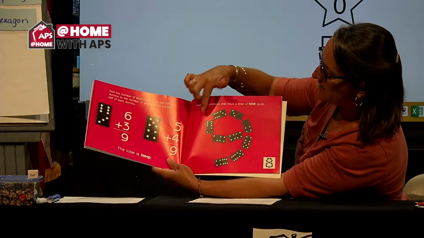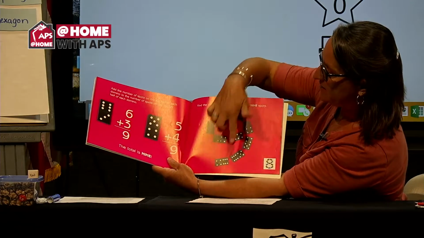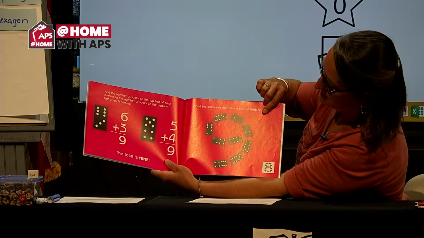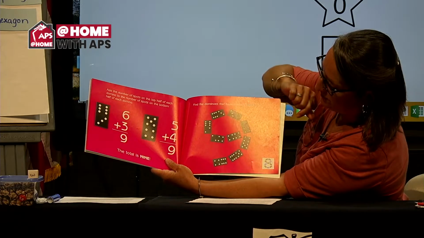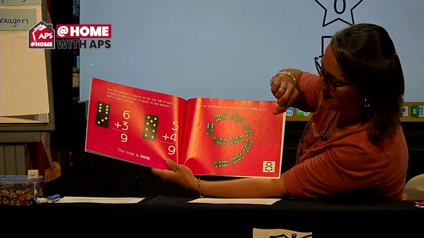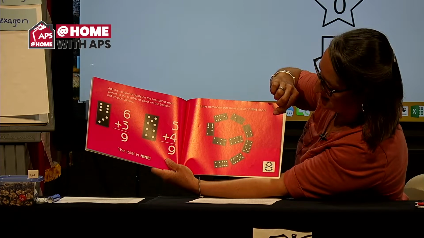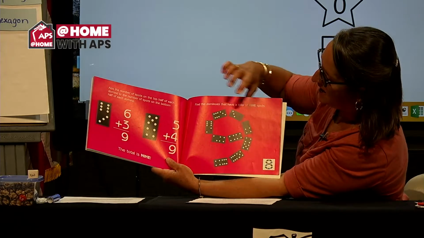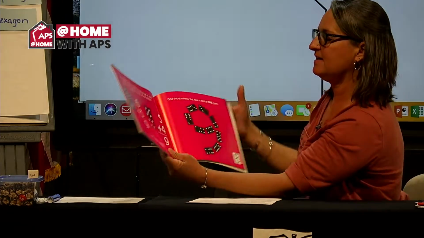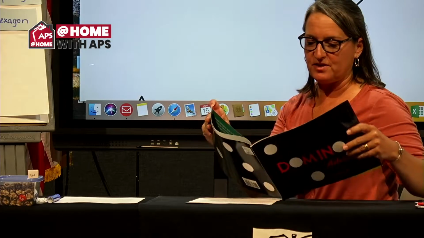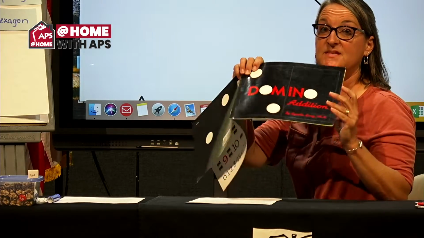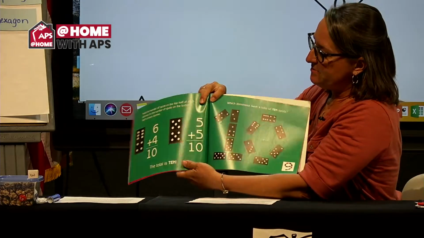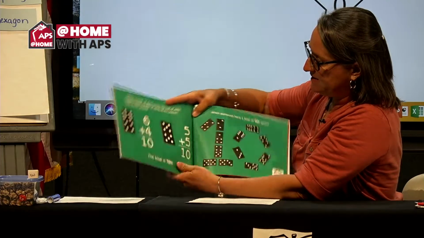Can you find those dominoes that add up to 9 in our 9 shape here? Here's 5 and 4 more, so close to 10. But it's 9. And what else? Where's our other? 6 and 3. What number will we make after 9? 10. You're right. 2 ways to make 10 on these dominoes.